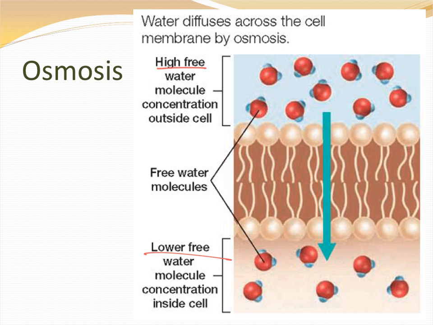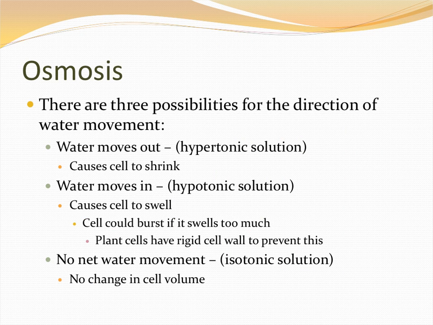They go through the membrane using what? Porins. Some will go through the membrane. They're small enough that they're kind of in between, but it's difficult. There are three possibilities for the direction of water movement. Right?